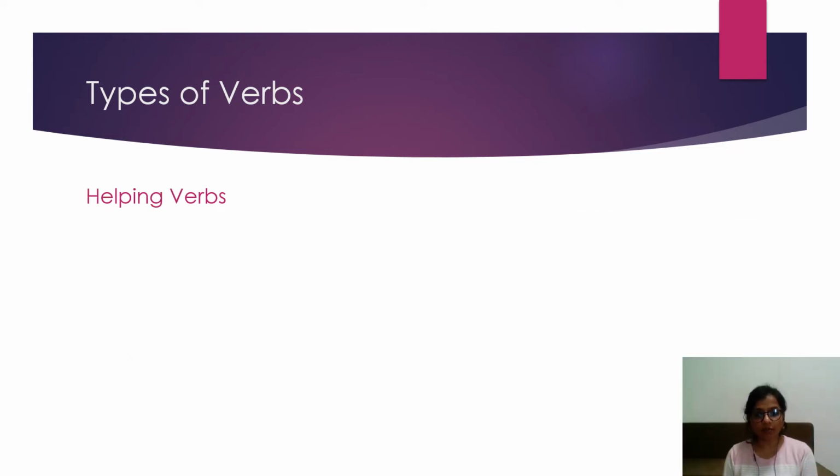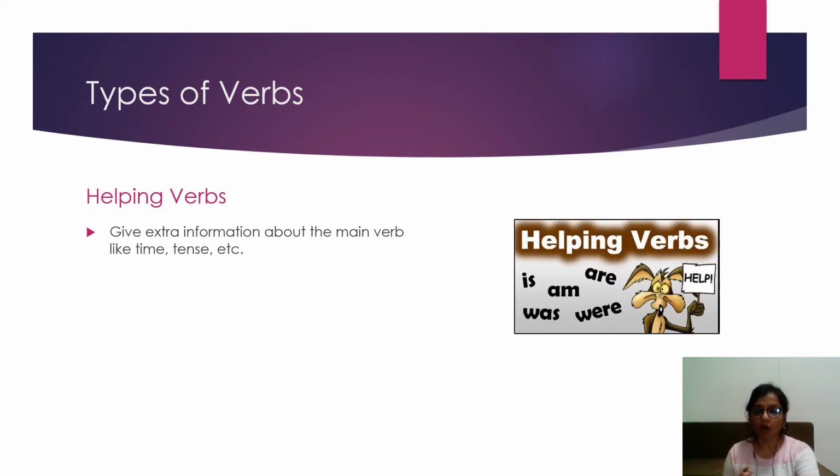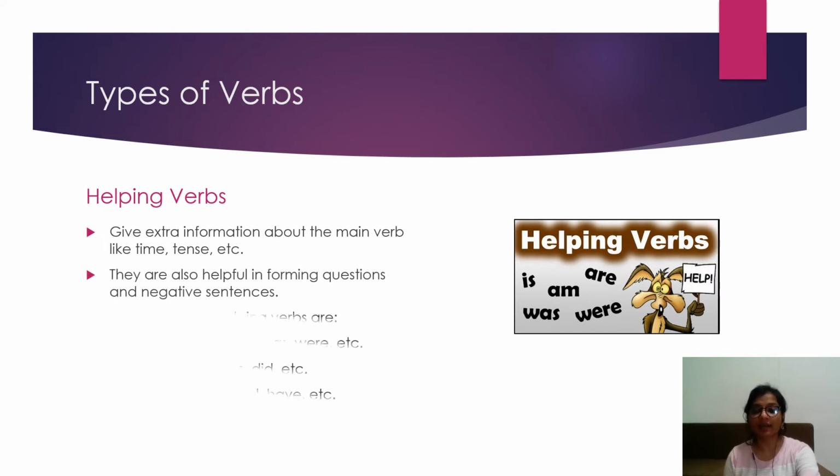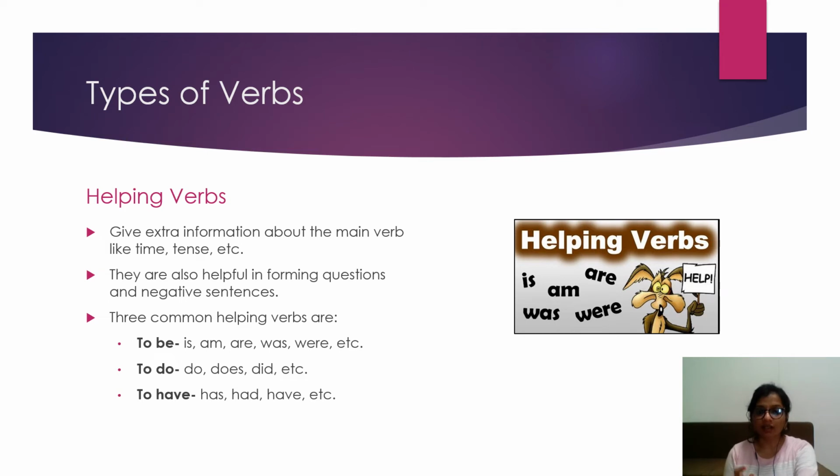The next types of verbs are called helping verbs, and these verbs help give us more information about the main verb, information like timing or the tenses of your main verb. Also, these verbs are helpful when we are forming questions and negative sentences. There are three common helping verbs that we use very often, and I have listed them.